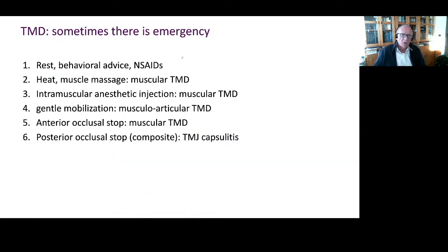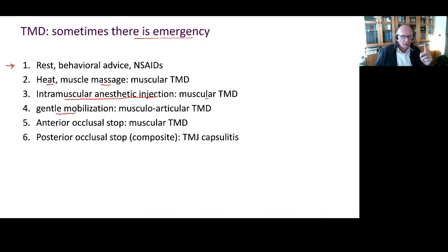In some cases of TMD, there is emergency. And first, counseling, rest, behavioral advice, and honest ideas. Massage for muscular TMD, sometimes intramuscular anesthetic injection for muscular TMD, and gymnotherapy.